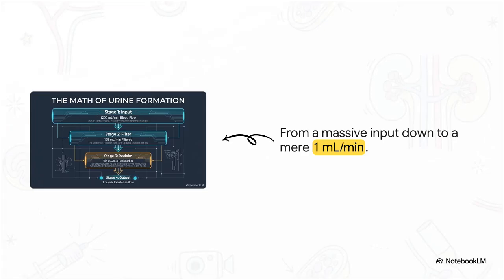And honestly, this brilliantly illustrates just how extreme the kidney's workload really is. At stage 1, the input, the system takes in a massive 1,200 milliliters of blood flow per minute. That is 20% of your entire cardiac output. But follow that flow down to stage 4, the final output. It's a mere 1 milliliter per minute of excreted urine. I mean, how does that happen? Well, at stage 3, as the ultrafiltrate travels through the tubules, the body reclaims roughly 99% of it. The sheer volume drop from 1,200 down to just 1 milliliter per minute is staggering.